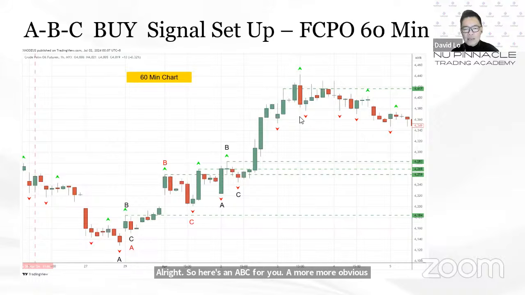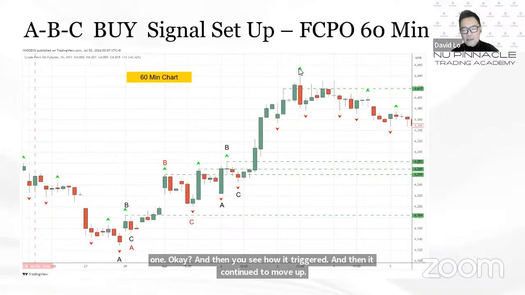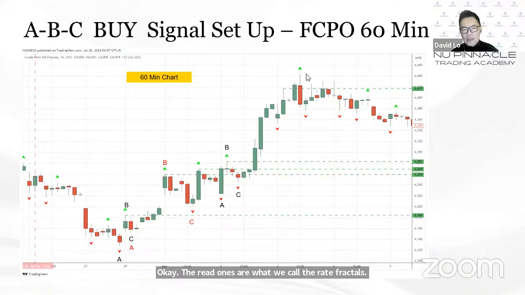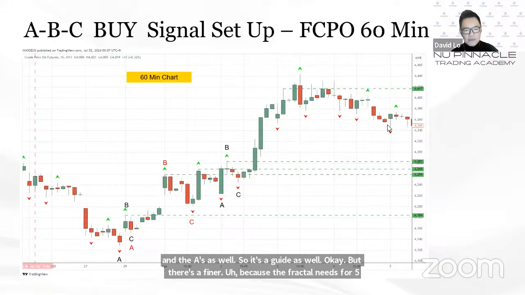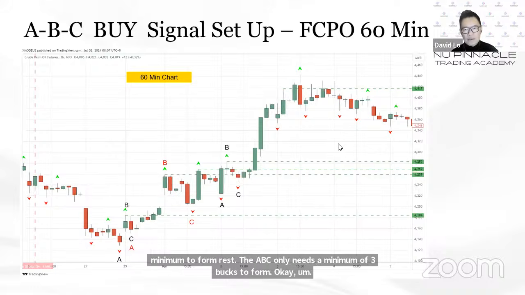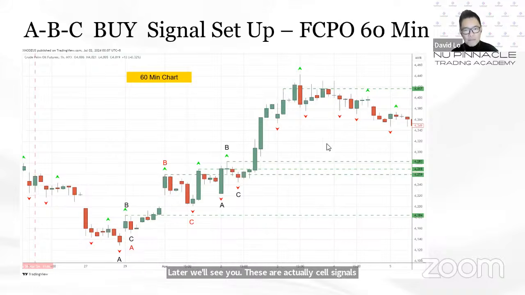The red ones are what we call the red fractals. This is an indicator from Bill Williams. You can use that. The fractals are also ABCs as well. The fractals are the Bs and the As as well. So it's a guide as well. But there's a difference, because the fractal needs 5 bars minimum to form, whereas the ABC only needs a minimum of 3 bars to form. Later we'll see these are actually sell signals. So these are the buy signals based on the FCPO hourly chart.